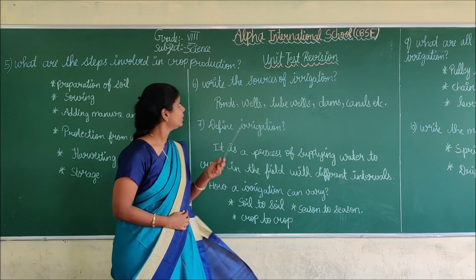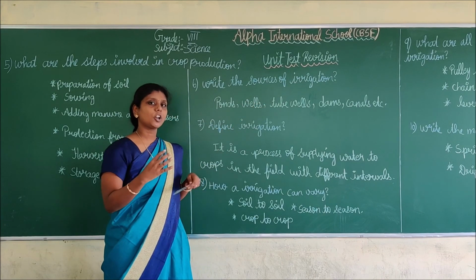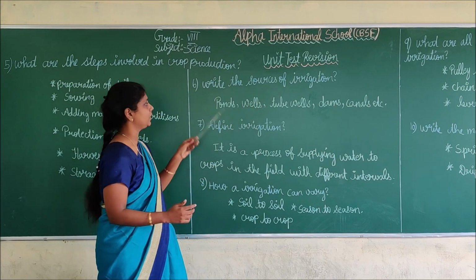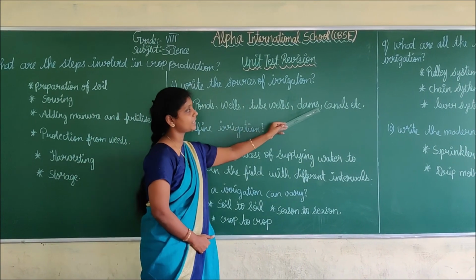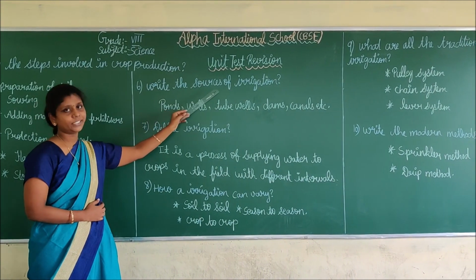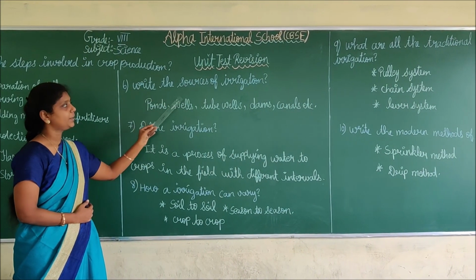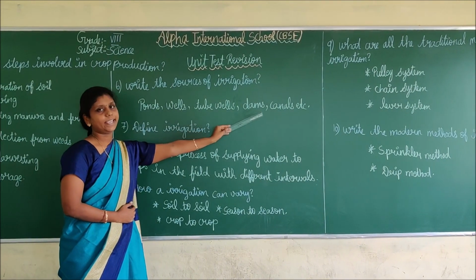Okay. Next, write the sources of irrigation. What are all the sources of irrigation? Ponds, wells, tube wells, dams, canals, etc. These are all the sources of irrigation.